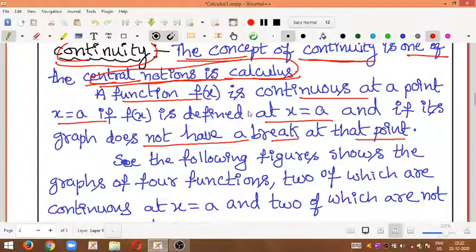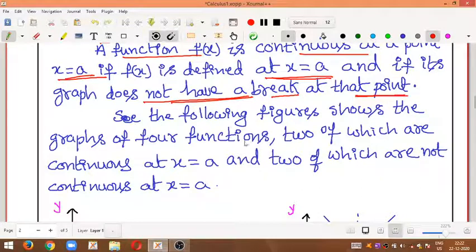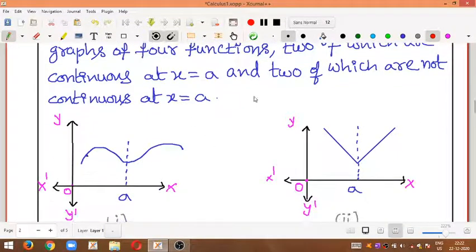See here, when you say that the function f of x is continuous at a point x equal to a, it means the f of x function is defined at x equal to a, and the graph does not have a break at that point. Graphically, let's see some types of functions in the graph. So see the following figures, through the graph at x equal to a.